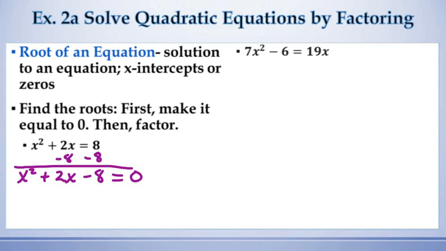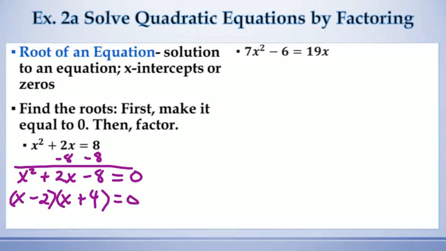Now I can factor my trinomial. What do I multiply to get negative 8, but add together to give me a positive 2? Well, I know I can multiply a negative 2 times a positive 4. That gives me a negative 8. And negative 2 plus 4 gives me a positive 2.